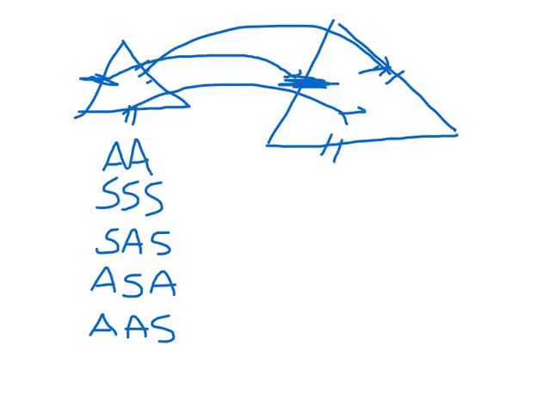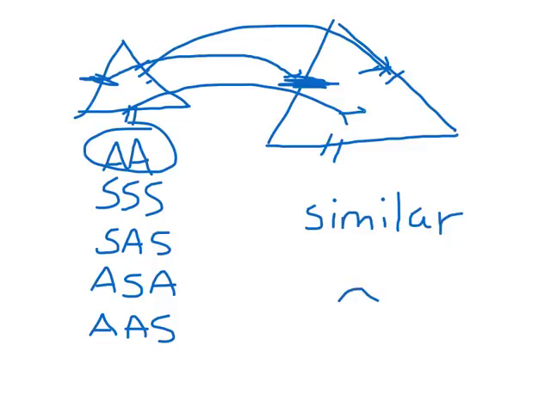If 2 angles match up in 2 triangles, doesn't that mean the third angle is going to match up? Because you're subtracting both of those totals from 180 in both triangles. So angle-angle is a reason that we know these 2 things would be what we call similar. And that means the sides are proportional. And the symbol for similar is that little symbol right there.